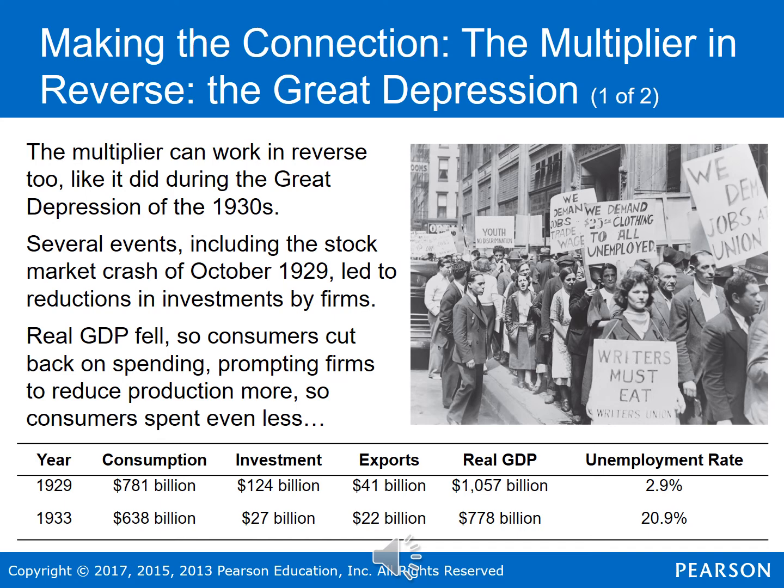At the bottom of the slide here, we see the negative spiral in action, comparing the peak of the business cycle in 1929 to 1933. So consumption fell from $781 billion to $638 billion. This is a pretty substantial drop. You see overall real GDP fell from $1,057 billion to $778 billion, as the unemployment rate swelled from 2.9% to 20.9%.